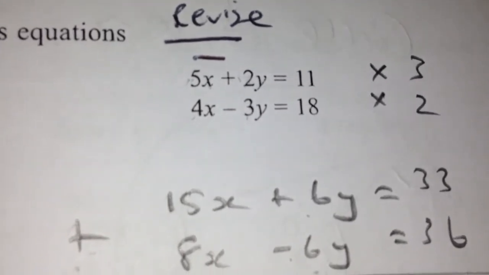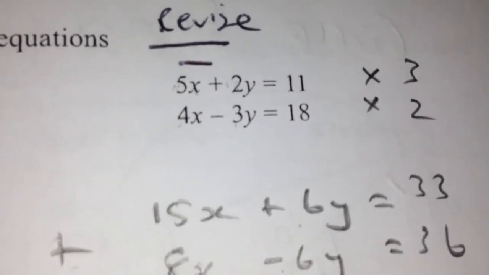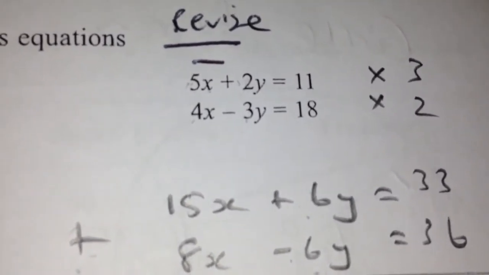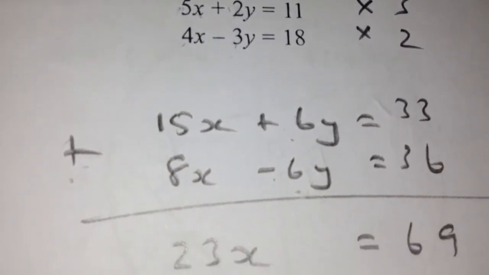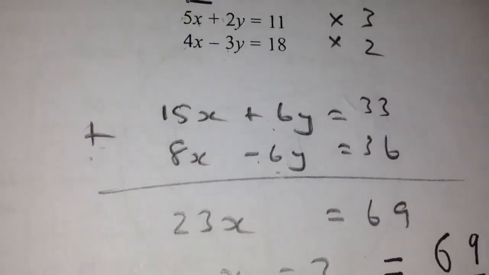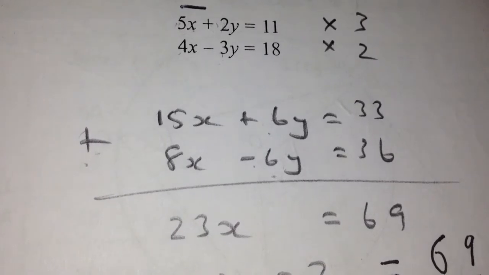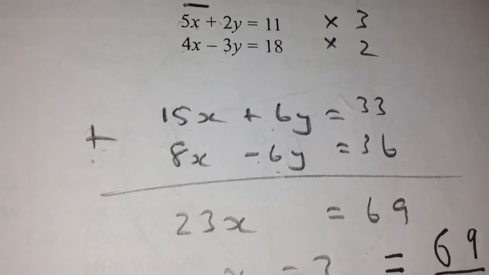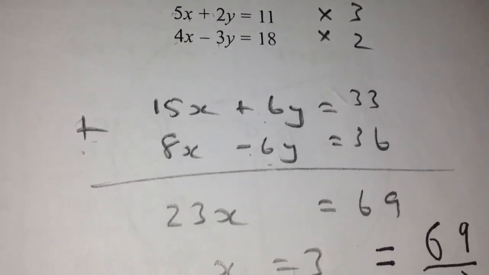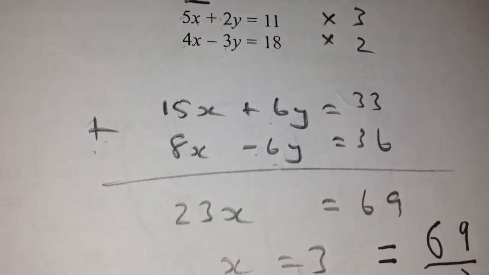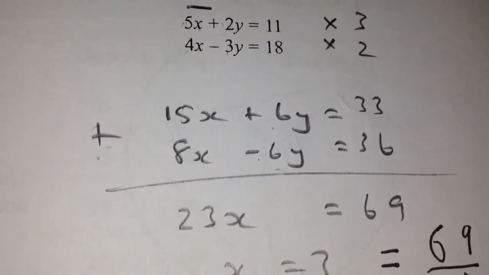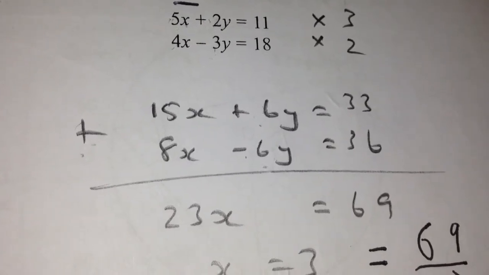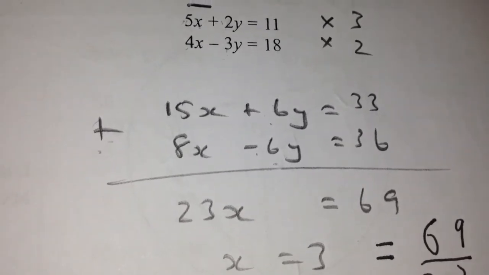So we're going to do 2y times 3, which gives 6y. If we do 3y times 2, it's going to give us minus 6y. Obviously you have to do that to the whole equation as well. This is shown below. If you go 5x times 3, it's going to give you 15x. 2y times 3 gives 6y. 11 times 3 gives 33. 4x times 2 gives 8x. Minus 3y times 2 gives minus 6y. 18 times 2 gives 36.